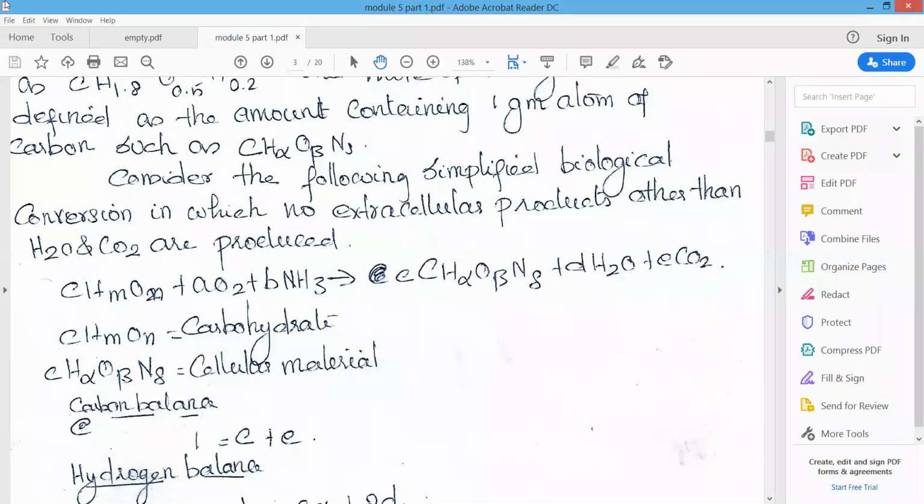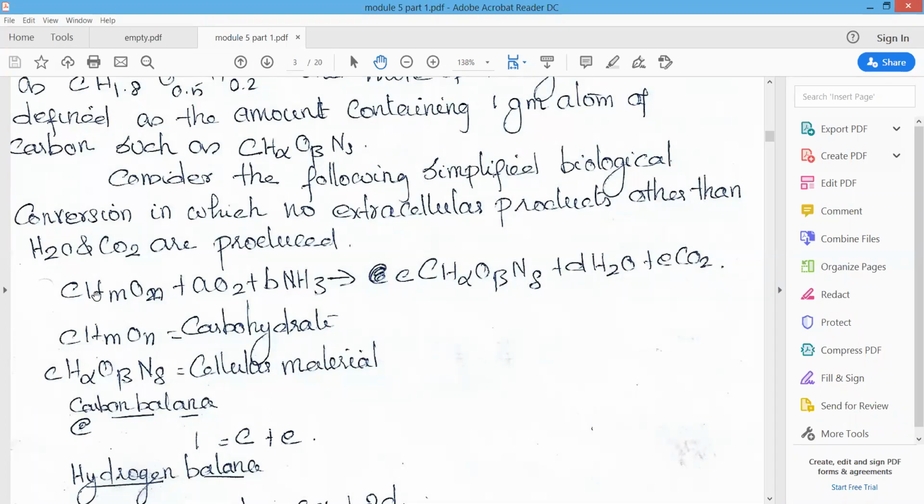So what do we mean by elemental balances? Usually we do a balance equation, like 1 CHmOn needs how much aO2, how much b. Like that we will be doing this elemental balance. Elemental balance means we see how many elements are there. For example, here we have carbon, hydrogen, oxygen, nitrogen.